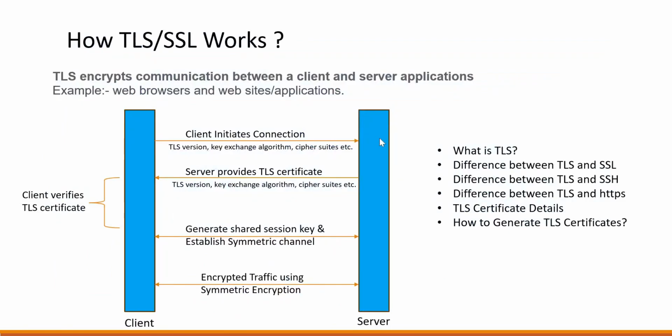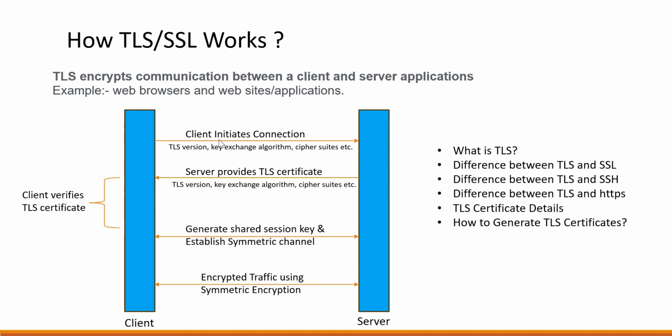So as part of TLS, it uses a combination of asymmetric and symmetric encryption. It uses the asymmetric encryption to establish the symmetric channel, that means to generate a shared session key between client and server applications. Once the shared session key is established, the client and server will use symmetric encryption to encrypt the traffic between the client and server applications. So let us see how it uses the asymmetric encryption to establish the symmetric channel.